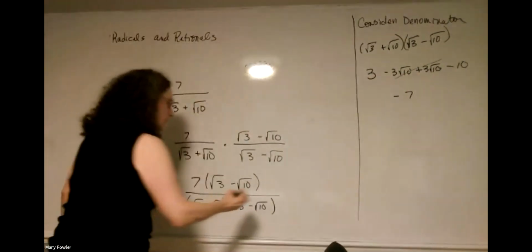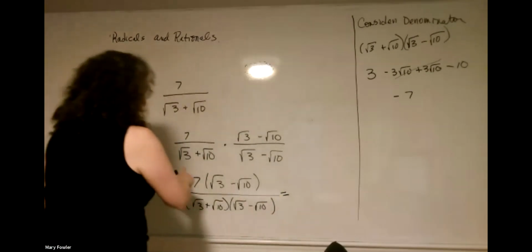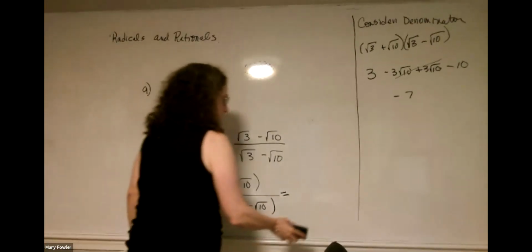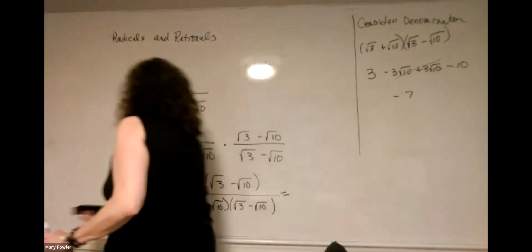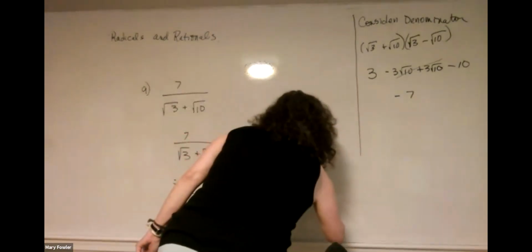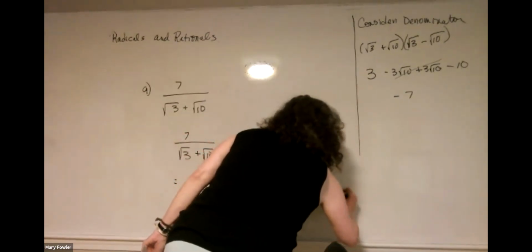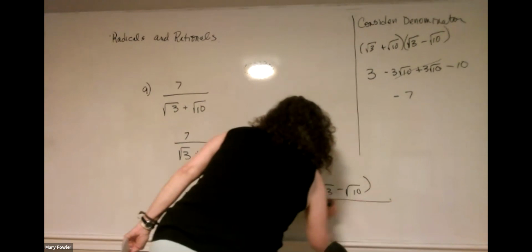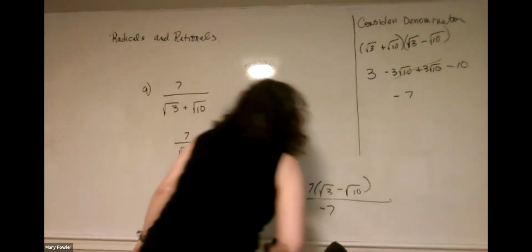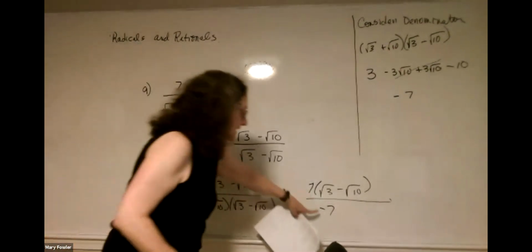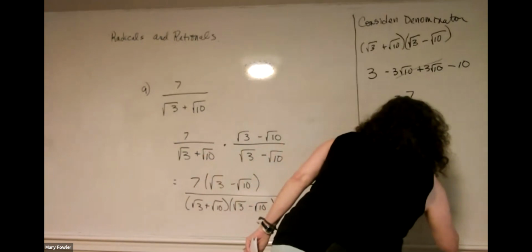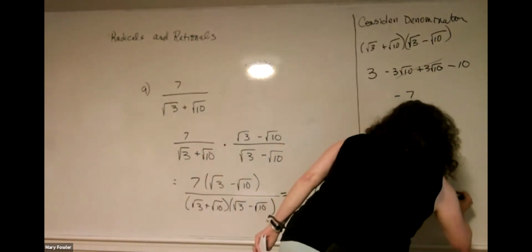So we can rewrite the fraction that we're playing with here. The numerator is 7 times square root of 3 minus square root of 10. And the denominator is -7. So the 7s cancel, and the negative sign comes on up. It's minus the square root of 3 plus 10.